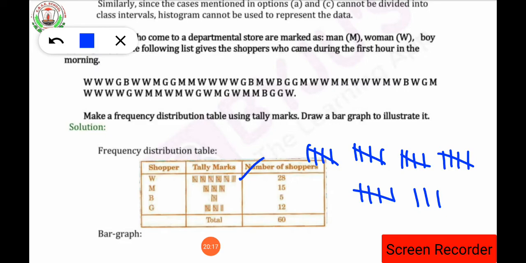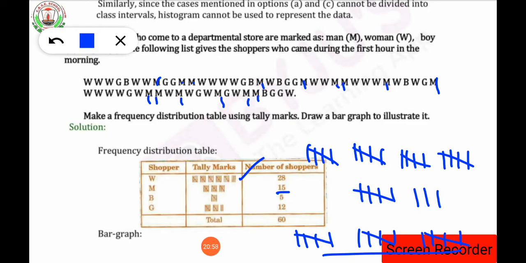Clear up to here? Then next for men. How many men are we having? For men, let's count. M denotes men. 1, 2, 3, 4, 5, 6, 7, 8, 9, 10, 11, 12, 13, 14, 15. Isn't it? So how many men are there? 15 men. So how many tally marks are we going to draw? 1, 2, 3, 4, 5, one bunch. 1, 2, 3, 4, 5, two bunches, and 15 is there. So again 5. So this is the tally mark for men.